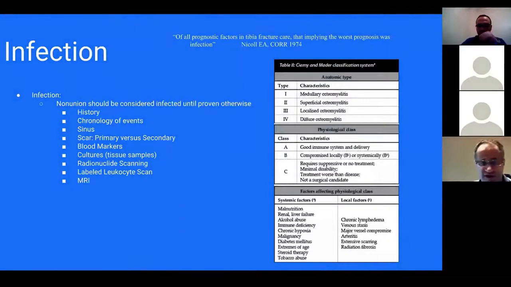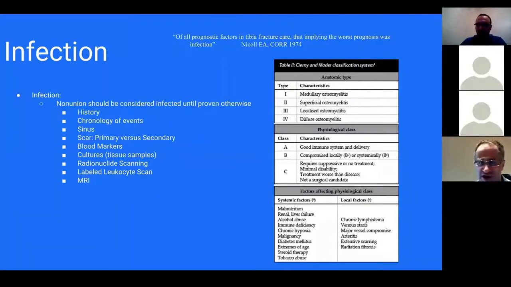So infection: any non-union should be considered infected until proven otherwise. What will help you decide is the history, the chronology of events, the presence of a sinus on examination, and the presence of a scar, primary versus secondary. Don't get into the habit of asking the examiner the question, is there a sinus, is there a scar? Say, I presume the scar is by primary intention with no evidence of any sinus, and history and examination have low suspicion for infection.